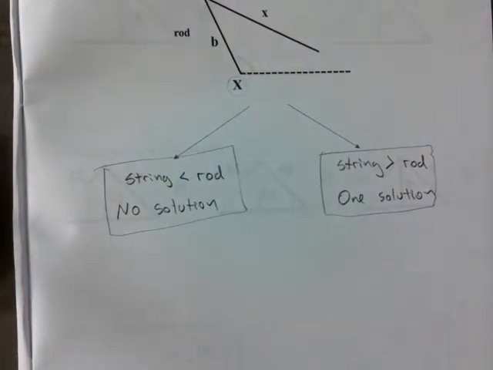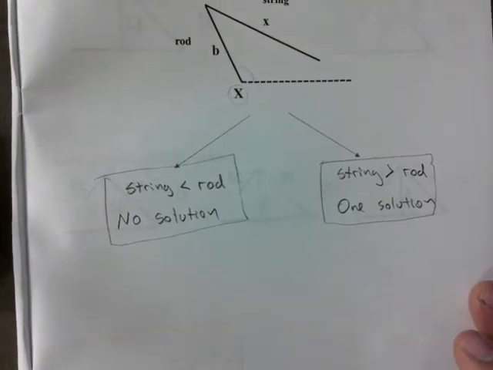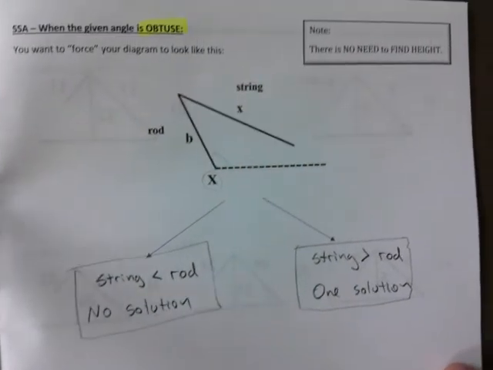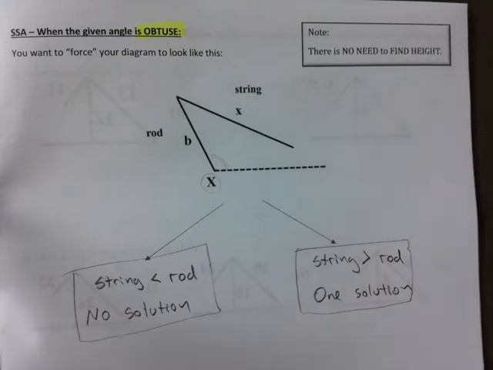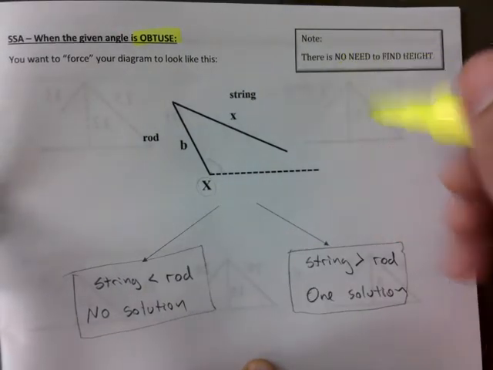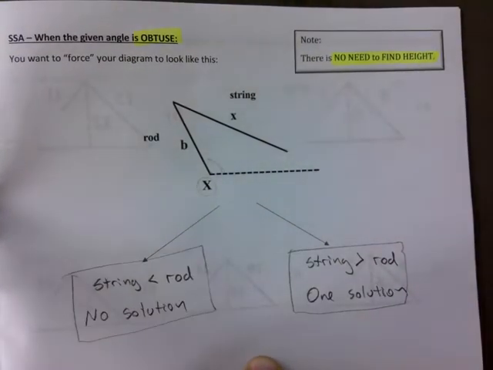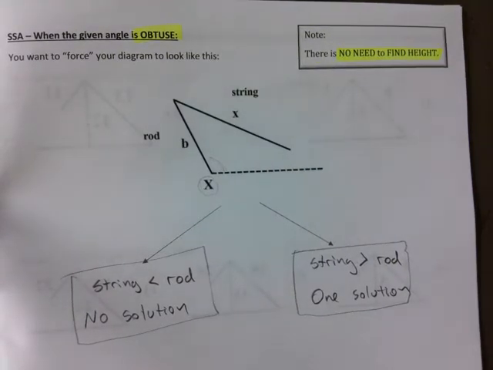What did I want to say here? There was something. I think we're good. I do say here, no need to find the height, right? Maybe remind yourself, no need to find the height. You can, but it doesn't matter. Even if you found the height, it's not going to help you out.